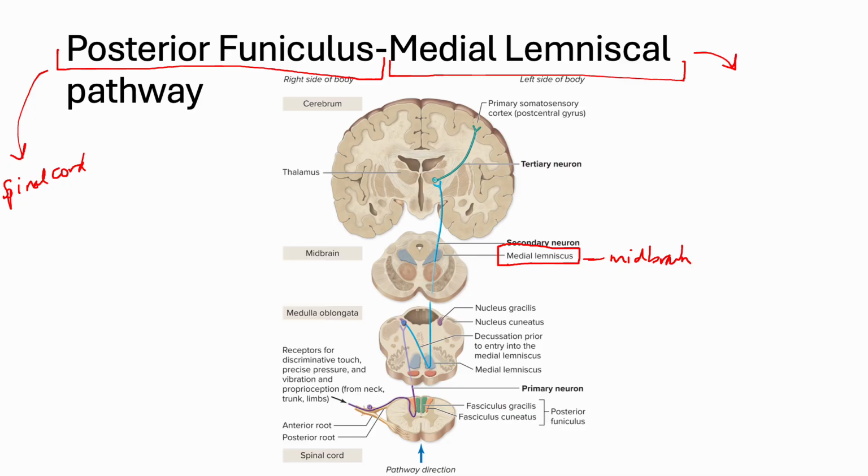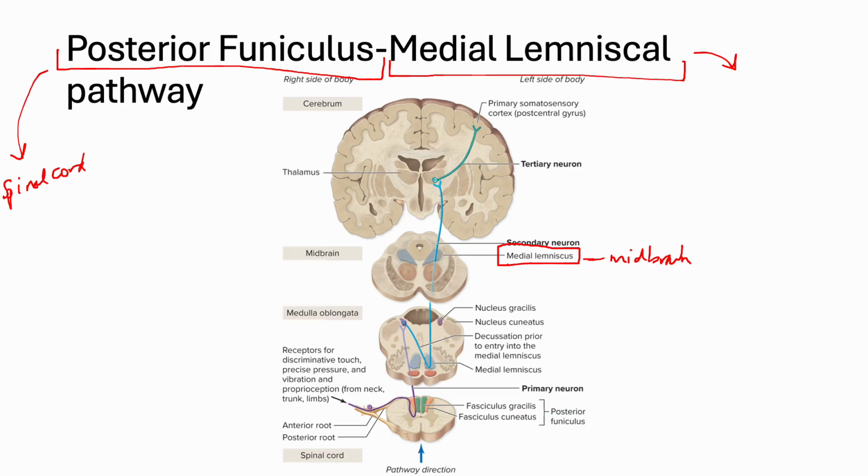Now notice that our other 2 pathways, the name was where it started and where the cell body ended, right? Of the secondary, of the final neuron. In this case, we do have a neuron located in the thalamus, so it does continue up to reach the somatosensory cortex in the cerebral cortex. Let's look at how this functions.